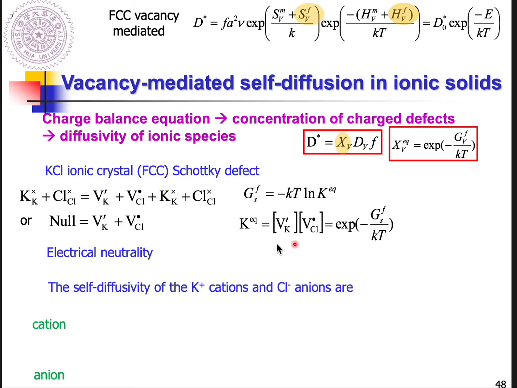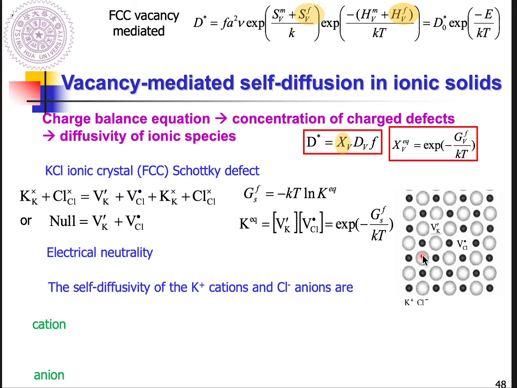So based on this, we get this idea, right? And the other very important thing, don't forget, based on electrical neutrality, the number of Vk will be equal to the number of Vcl, right? As we mentioned, the formation always happens as a pair, as a unit, a pair of cation and anion vacancy. So based on this relationship, Vk equals Vcl.